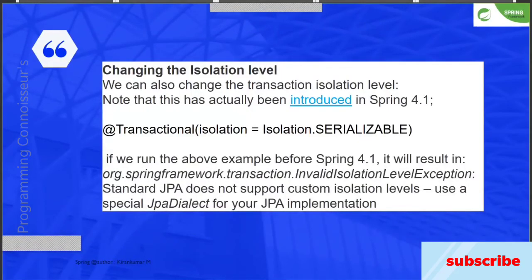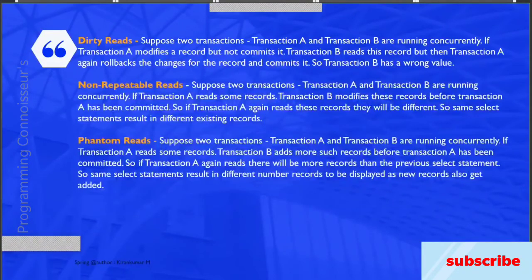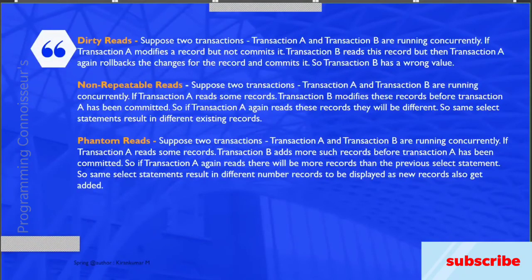Now, changing the isolation levels was actually introduced in 4.1. We have other things also that you can go and read. Like non-repeatable reads. Suppose two transactions, A and B, are running concurrently. If transaction A reads some records and transaction B modifies the records before transaction A has committed, then if transaction A reads again, those records will be different. Same select statement, different results. So it's a non-repeatable read. Different data will come.